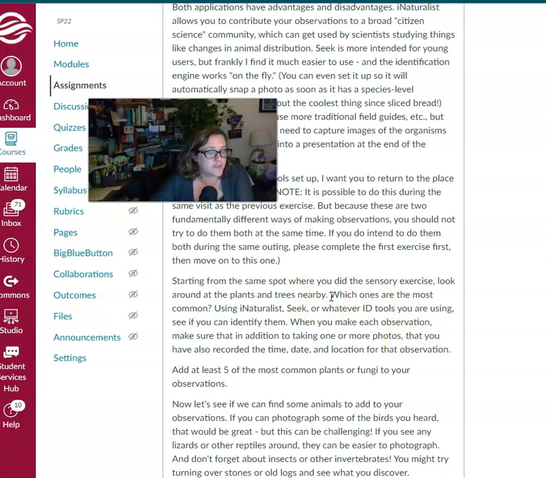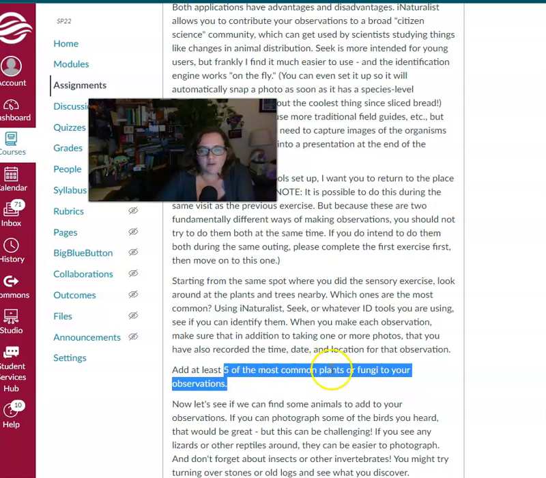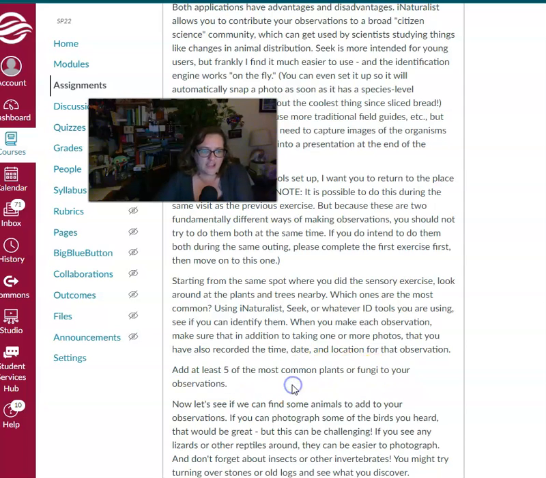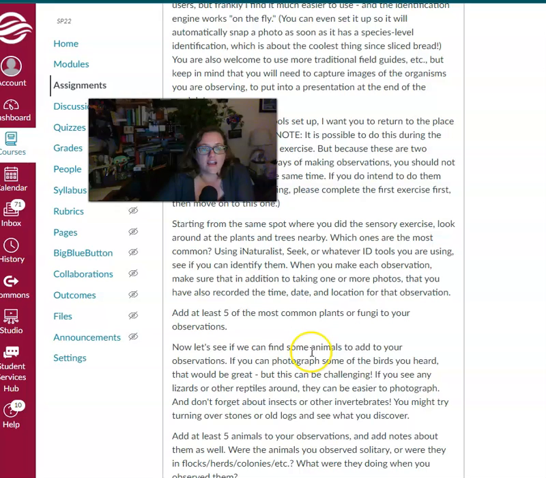Now, if you have what's called plant blindness, which a lot of people do, everything's just a plant, and it's very hard to see the difference. So part of this could be you starting to see the difference between different grasses, different trees, etc., okay? And then you're going to take 5 pictures of the 5 most common plants or fungi that you see, okay? And then see if you can find 5 animals as well, okay?